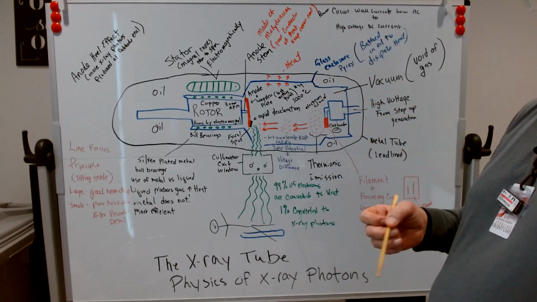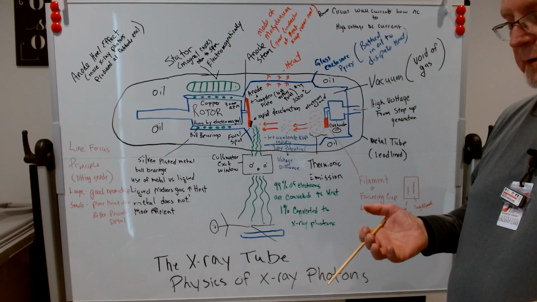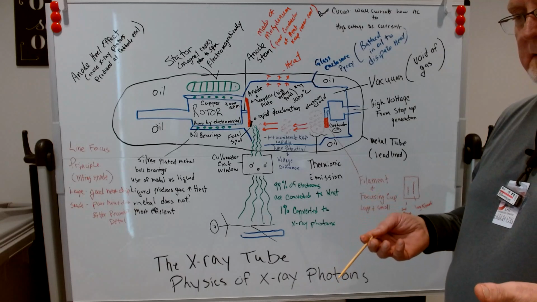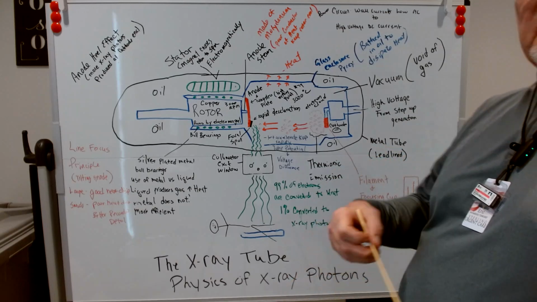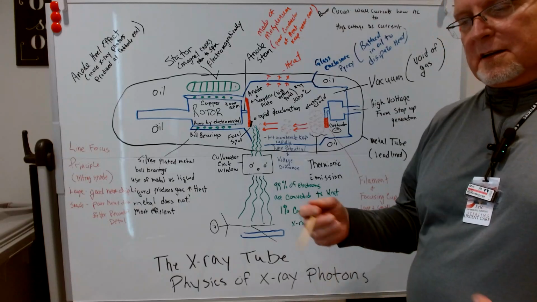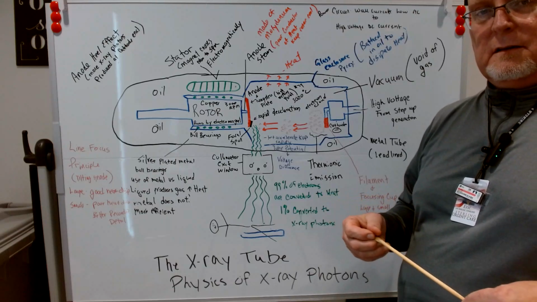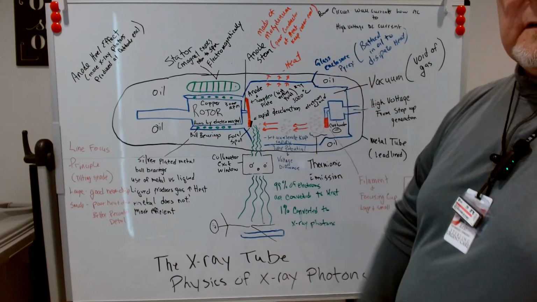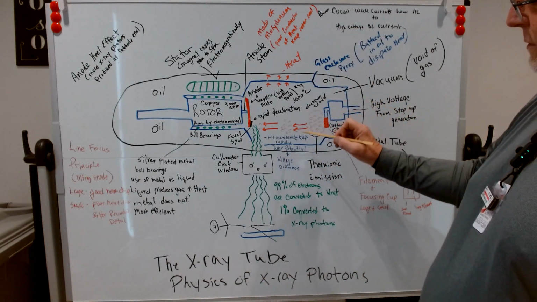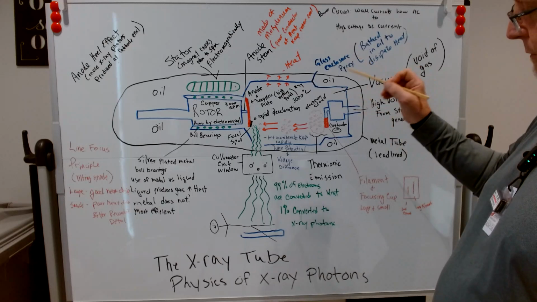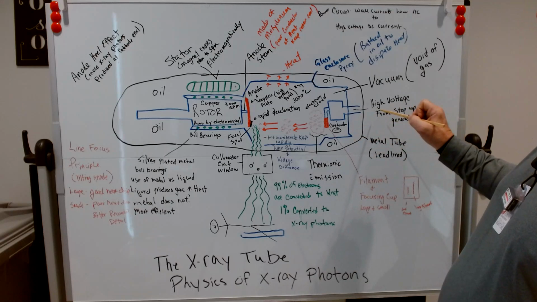And the process of heating up those filaments to the point of releasing negatively charged electrons is called thermionic emission. That's another one you need to remember. Thermionic emission is the heating up of the tungsten filament producing negatively charged electrons. So here we have these negatively charged electrons that have been boiled off due to high voltage from our step-up generator.